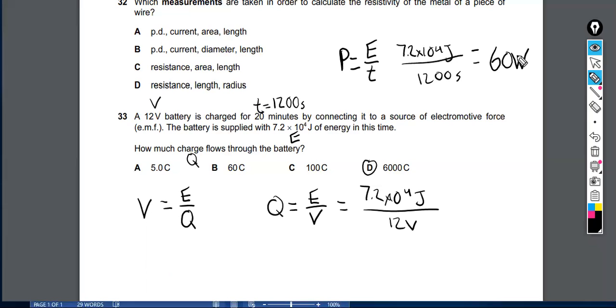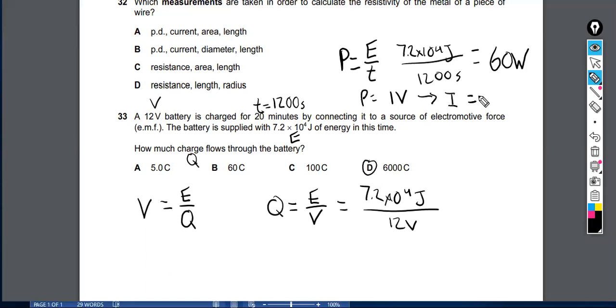We know the power now is 60 watts. That's how many joules per second. Every second, there's 60 joules of energy energizing those charges. 60 joules per second. Power, you may recall, is current times voltage. Okay, so 60 watts of power equal whatever the current is times 12 volts, right? So we could calculate the current.